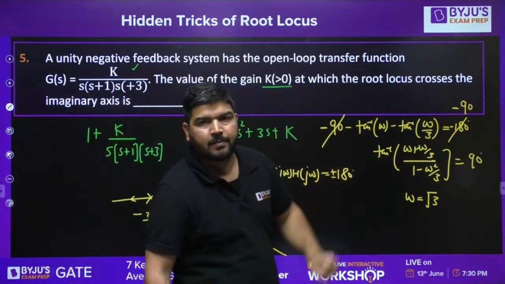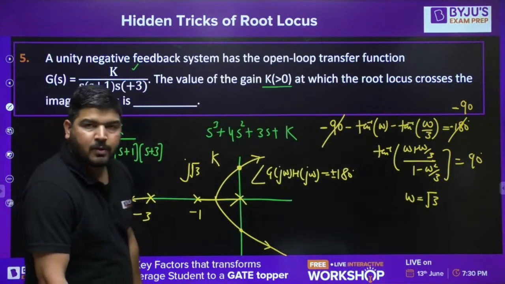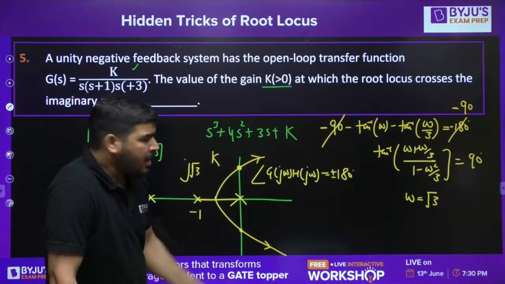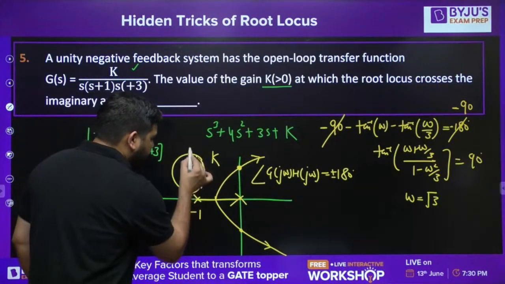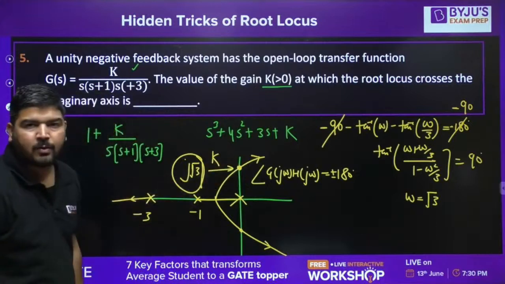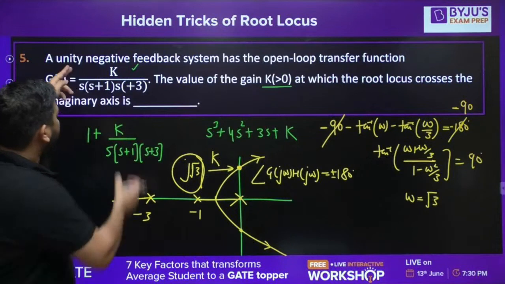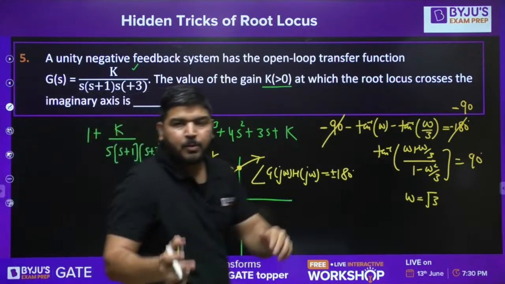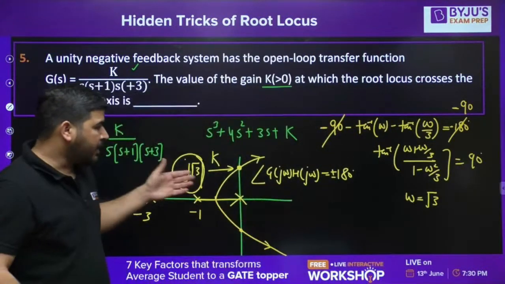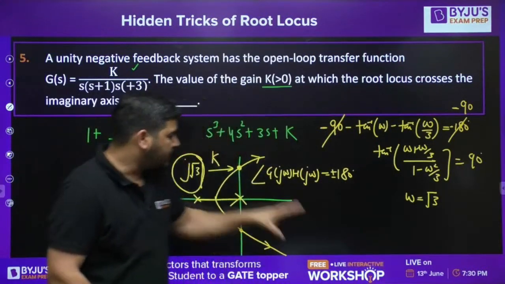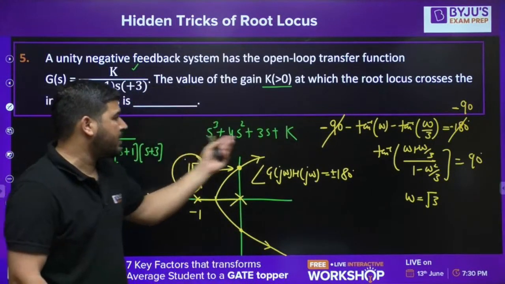Or there is one more way. I told you this is one more way. This is my omega PC. You can calculate this frequency. Once you got this omega PC, you got this point value. So, at this point, you need to calculate the k value. How to calculate? You just put s equal to this j root 3, put the magnitude equal to 1 and calculate the k value. Okay? So, I am giving you some other dimension also. This way also you can solve the problem. But you can use Routh also. Okay? Routh is easier.